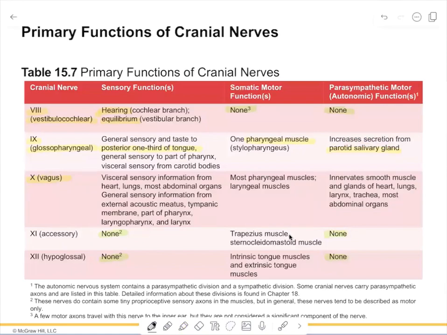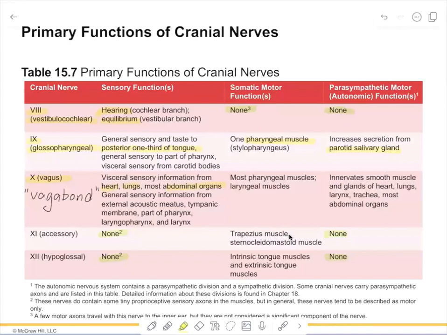we refer to as the great wanderer. Some texts will refer to it as the vagabond. It's the only cranial nerve that actually extends out of the brain into both the thoracic cavity and the abdominal pelvic cavity. So it controls the heart, lungs, abdominal organs, as well as many others.